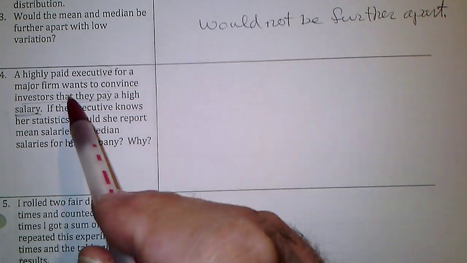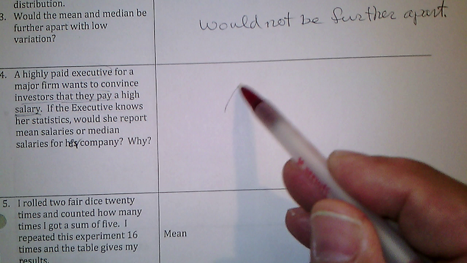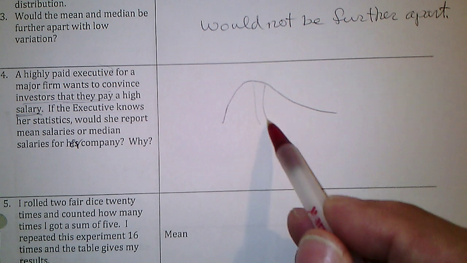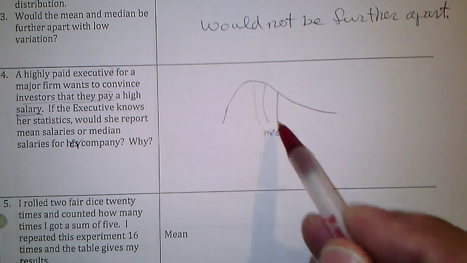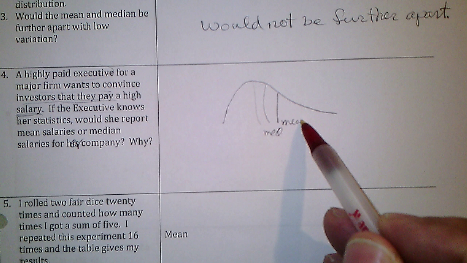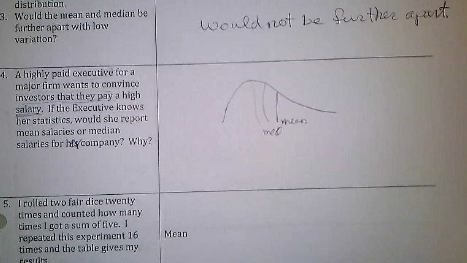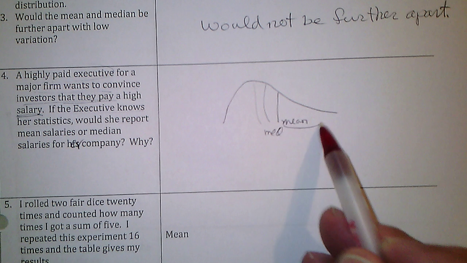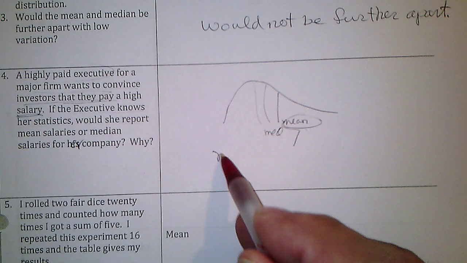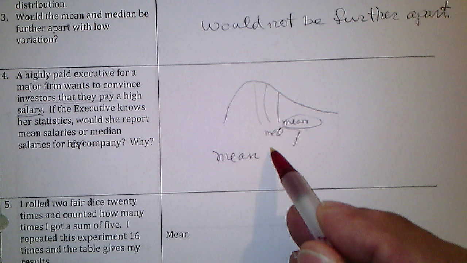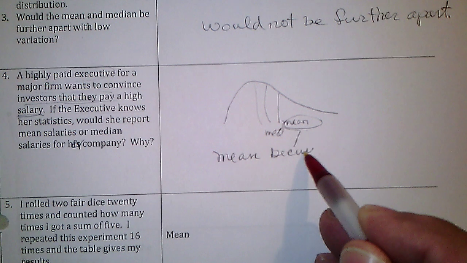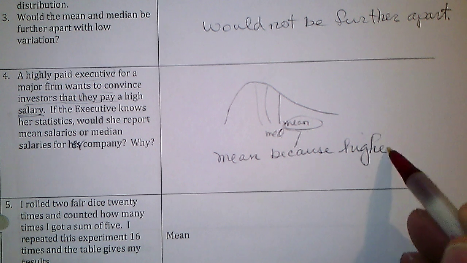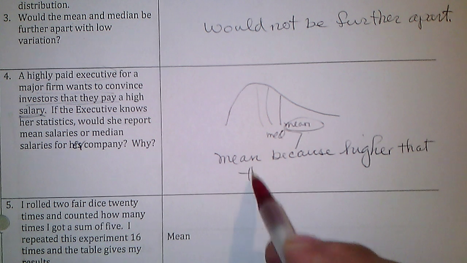So if there's a few high and then the rest of them, we got a skew like this, which means the median would be here and the mean would be further up. Kind of like what was in the first problem. So if she wants to convince people that they pay a lot, she would use the mean because it would be higher than the median.